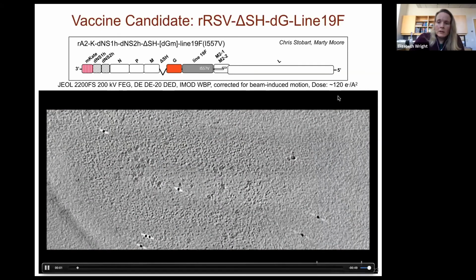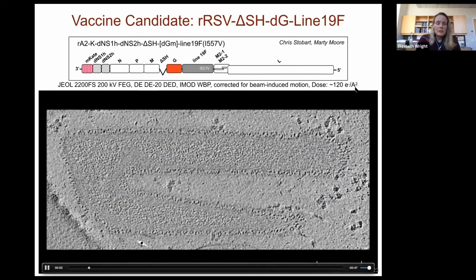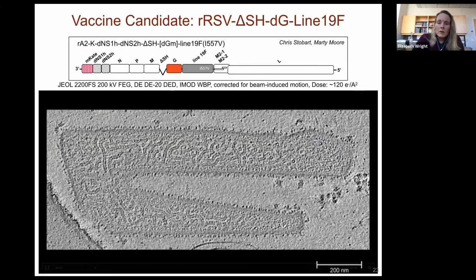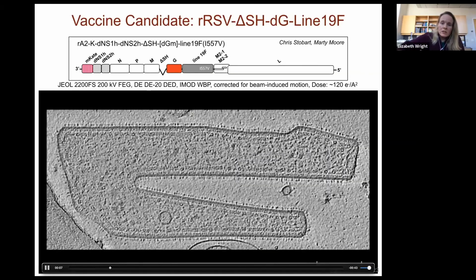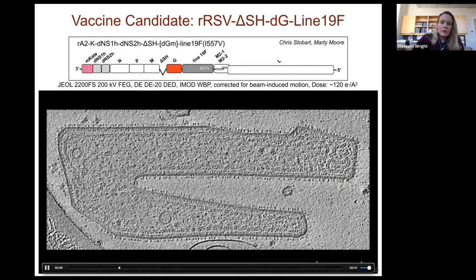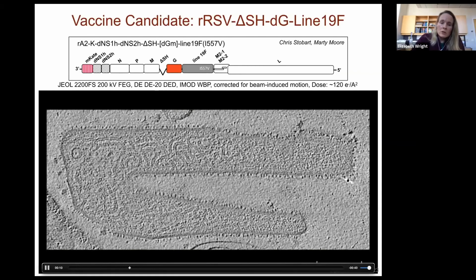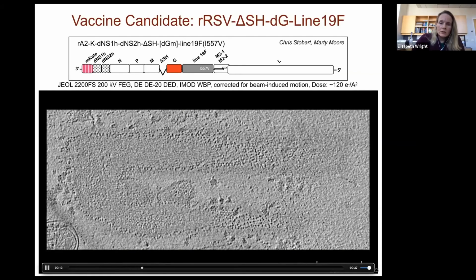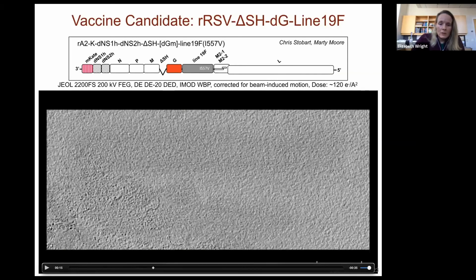And so when we collected data on this vaccine candidate, what we found was, now we're slicing through the 3D volume, so we're now at the interior of the virus. But what's most interesting is when we look at the surface. Maybe I'll pause here.